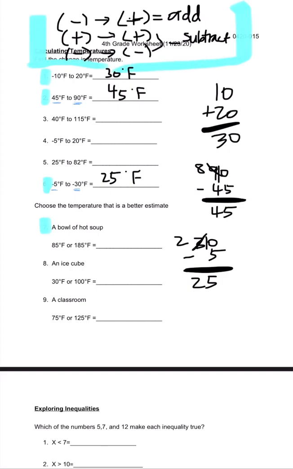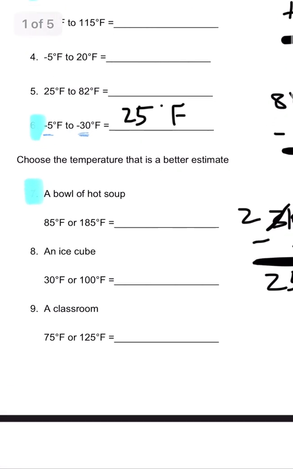Okay, now we'll be going on to number 7. Choose the temperature that is a better estimate, a bowl of hot soup. We know that this is 85 degrees Fahrenheit because this is something that you guys should know in the future, but 100 degrees is boiling, so you want to keep that in mind and choose something reasonable.